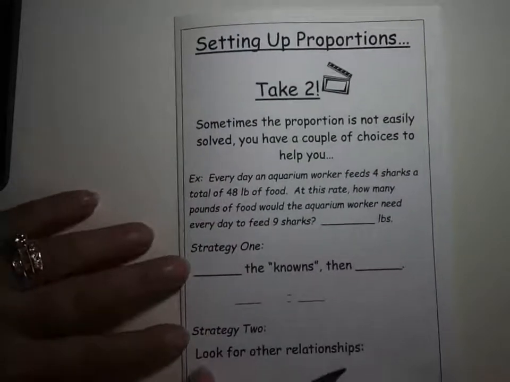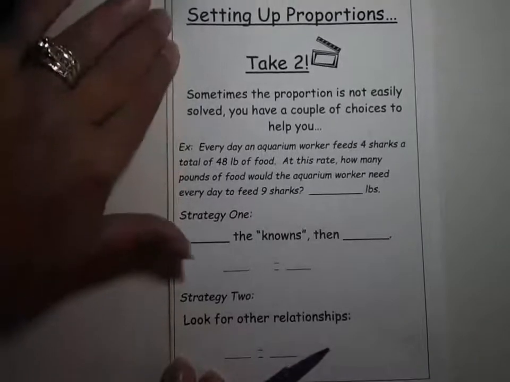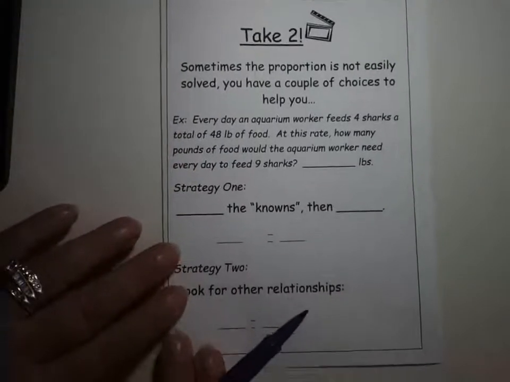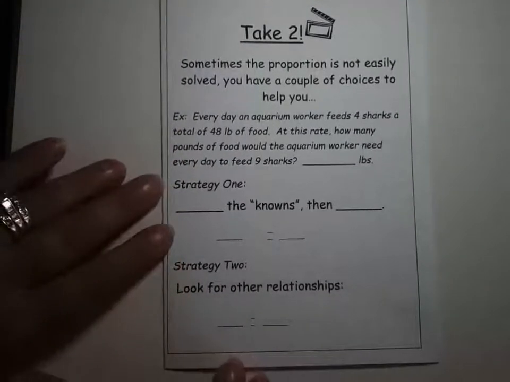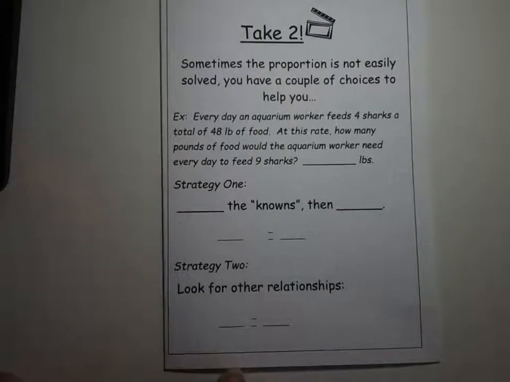All right. So sometimes the proportion is not easily solved. You have a couple choices. Okay? So let's do this, and I'll explain as we go. Every day, an aquarium worker feeds 4 sharks a total of 48 pounds of food. At this rate, how many pounds of food would the aquarium worker need every day to feed 9 sharks?